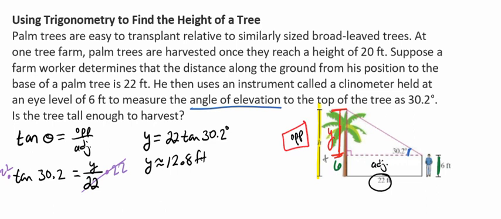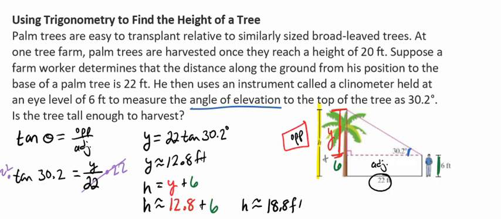But remember, we're not looking for y, we're looking for h. And h is supposed to be y plus the 6 feet. So our height is going to be approximately the 12.8, that's our y value, plus our 6 feet. So the height of our tree is going to be about 18.8 feet, which means that really our tree is not ready to harvest.